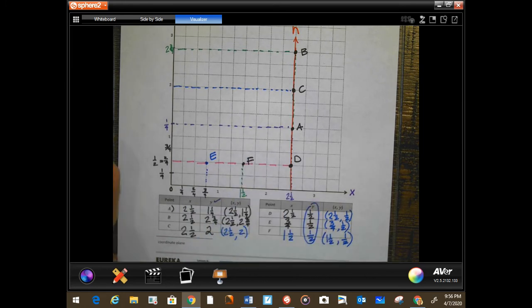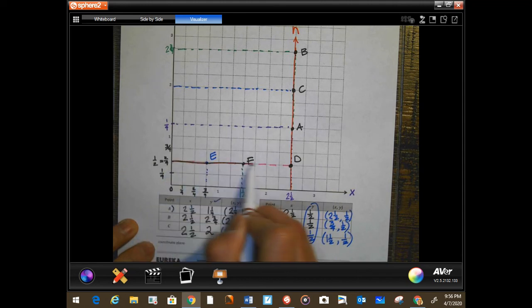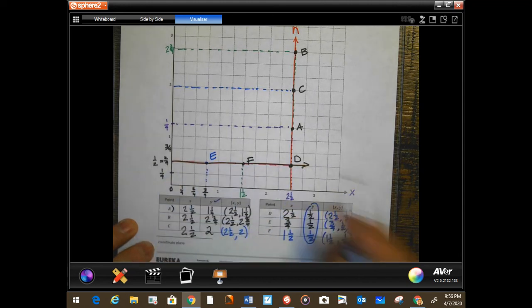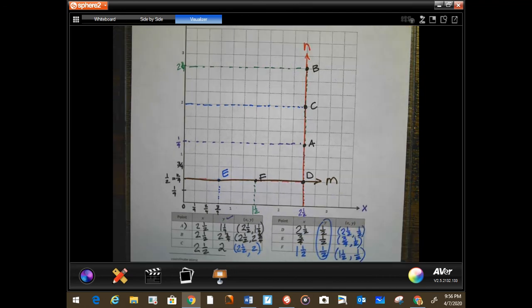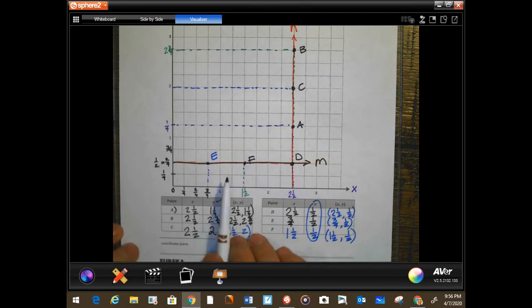Okay, now we're going to create the line for that one. Now, how do we know this is a line? Well, we know this is a line because they all have the same y value. Look, right here, this is one line. I'm going to call this line M. Okay, as you can see, now we have 2 lines.